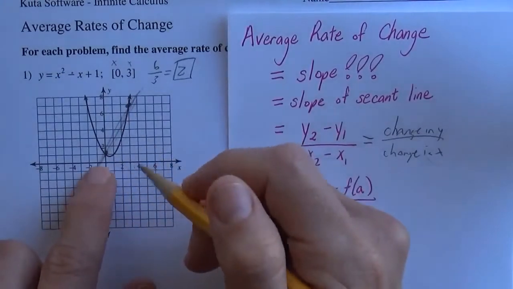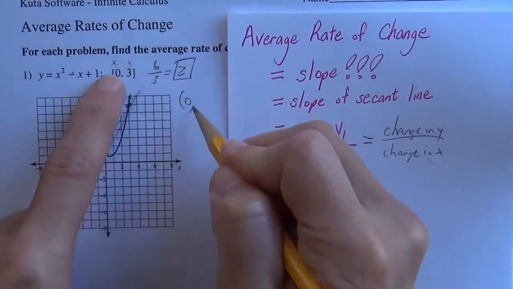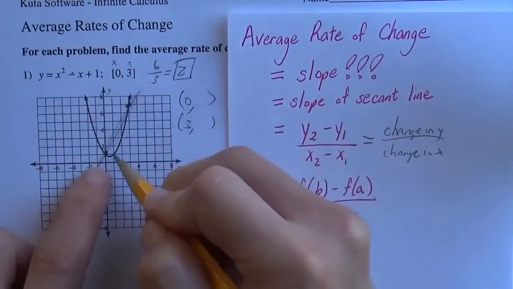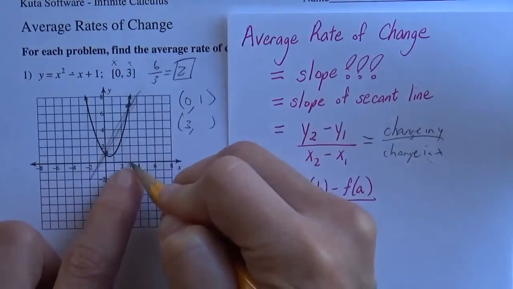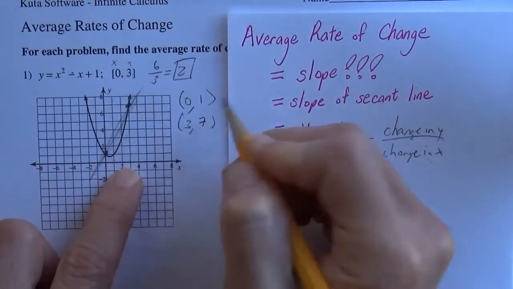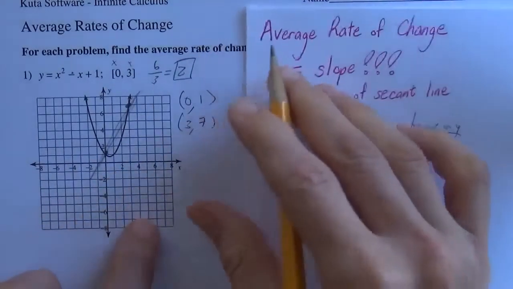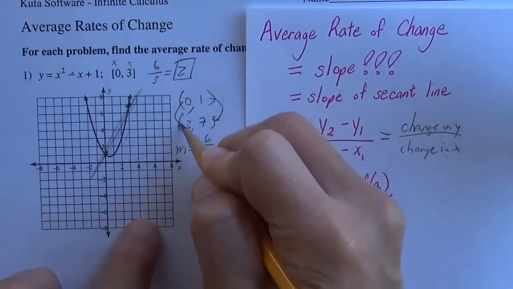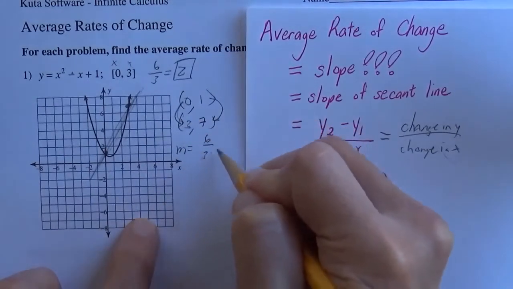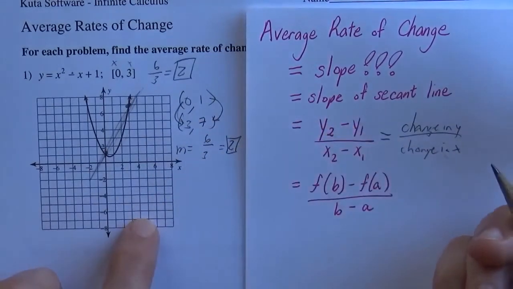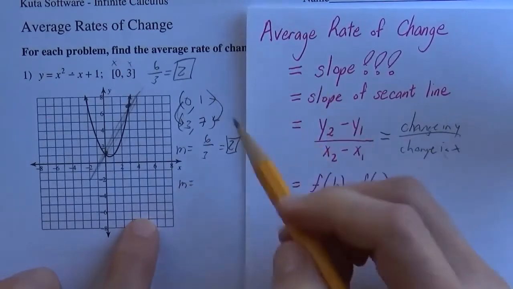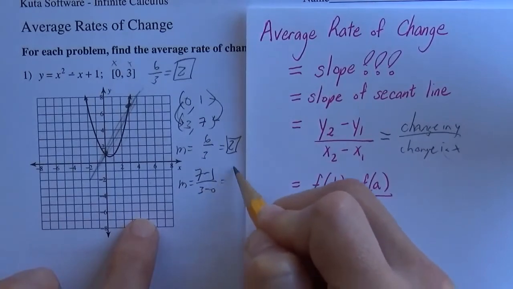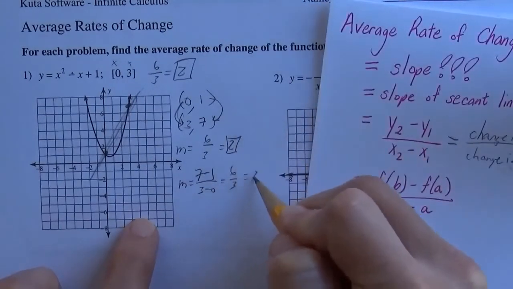I could get those ordered pairs, right? When x is 0, the y is 1. When x is 3, the y is 7. And then my slope is my change in y, it looks like I went up 6, and my change in x, I went over 3. So 2, right? You could also, once you have those ordered pairs, do the formula y2 minus y1 over x2 minus x1, which is 6 over 3 is 2, right?